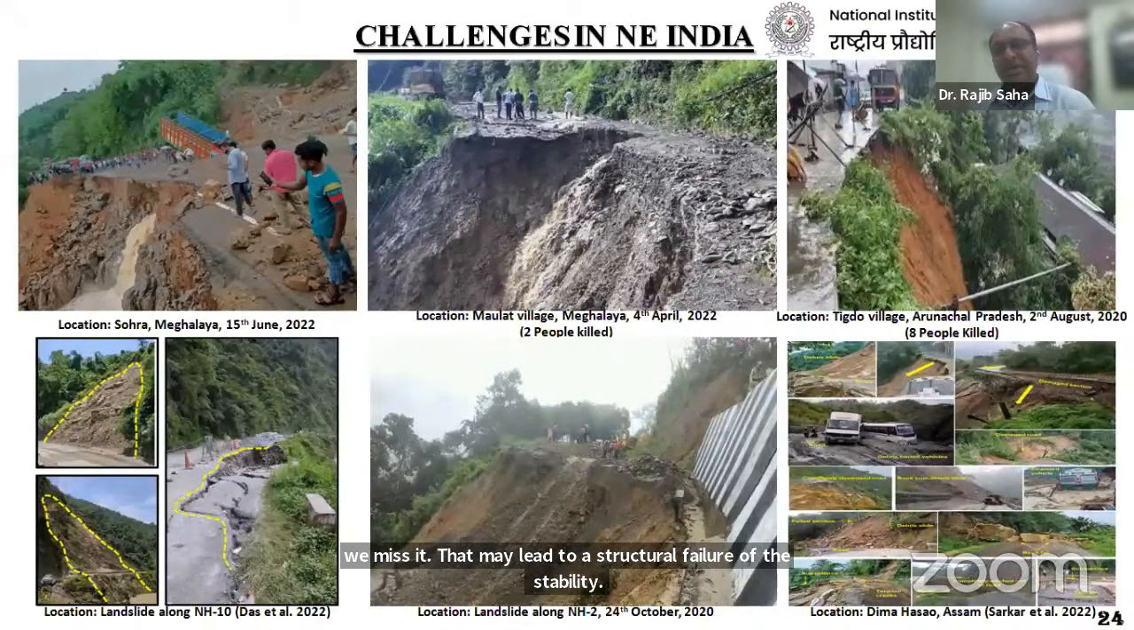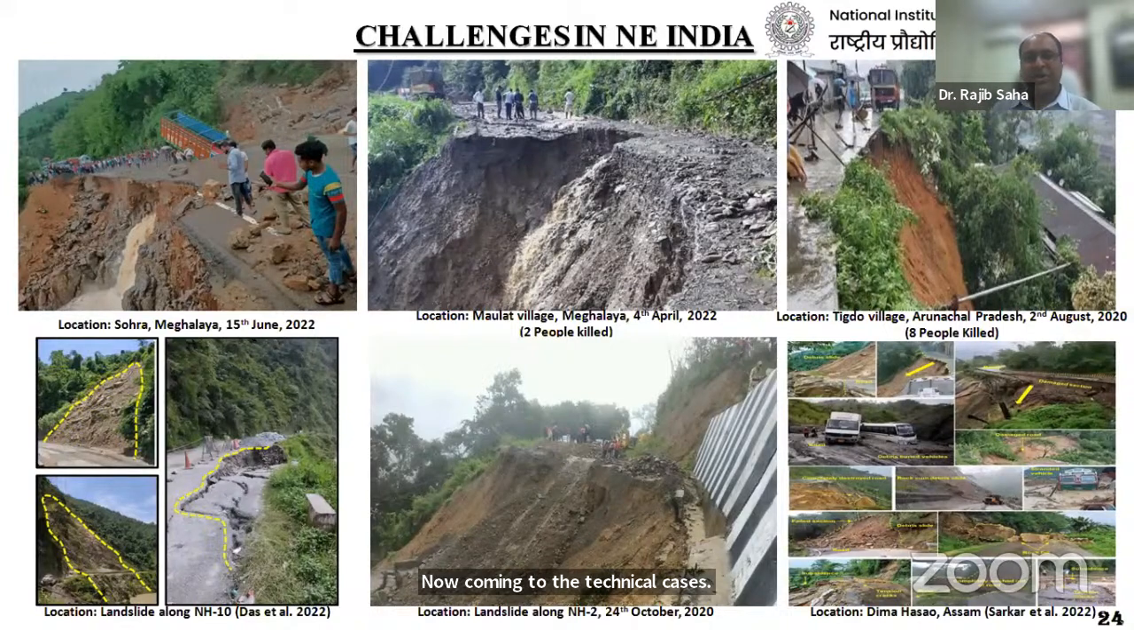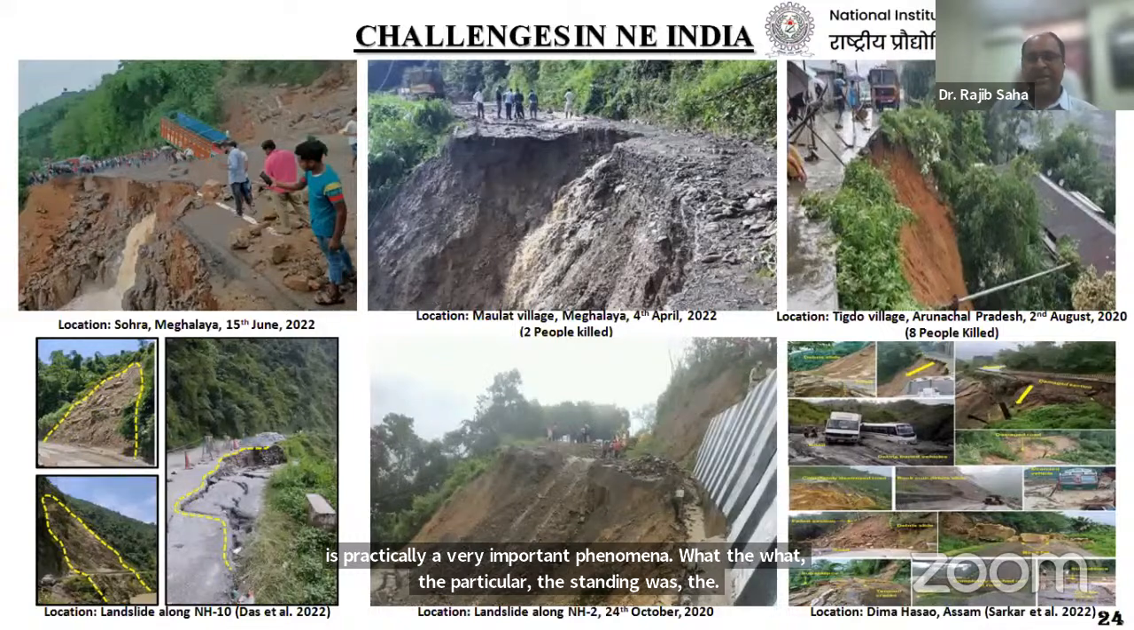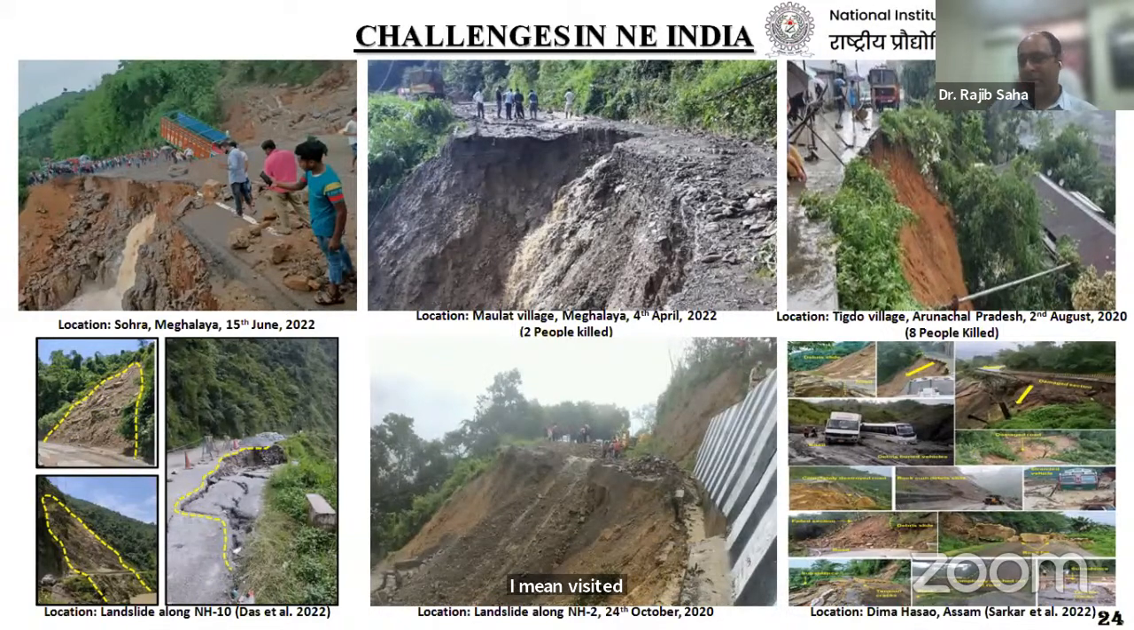Now, coming to the practical cases, I have tried to jot down some of the classical failures at some sites, particularly in Northeast India. I belong to Northeast India, Tripura. From newspapers and websites, I tried to find these photographs where a number of casualties and infrastructural damage occurred, mainly during rain-induced landslides. This is a very important phenomenon where the standing rigid retaining walls have failed significantly, not only here, but around the world.